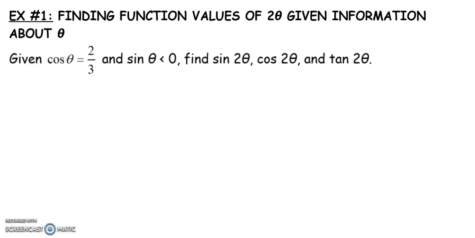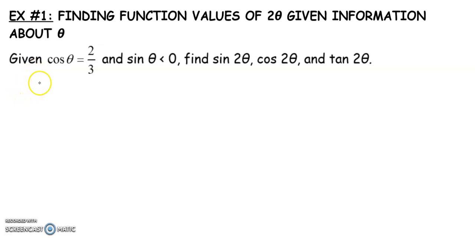Let's find our function values of 2 theta given the information below. Alrighty, so we are told that the cosine of theta is 2/3, and we know the sine of the same angle is less than 0. Let's find the sine of 2 theta, the cosine of 2 theta, and the tangent of 2 theta. I can do the cosine of 2 theta real easy, but let's start with the sine. I just like to start with sine.